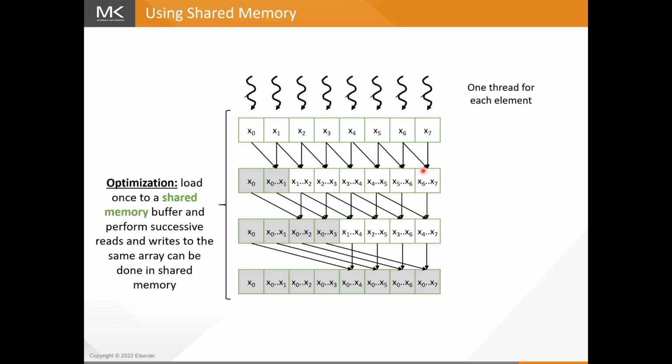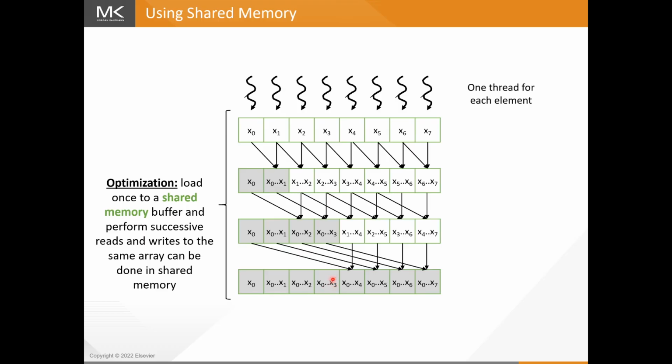Now, one thing to note is that in every iteration, not all the threads are active. In particular, when the stride is 1, thread 0 is not active. Why? Because the element that's 1 to its left is out of bounds. When the stride is 2, threads 0 and 1 are not active because the element that is 2 to their left is out of bounds. When the stride is 4, elements 0.